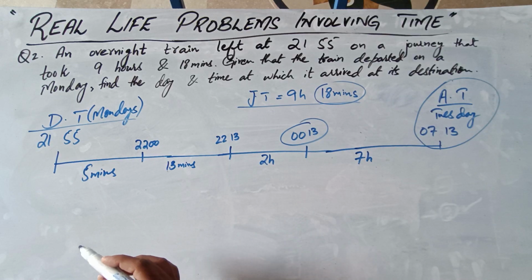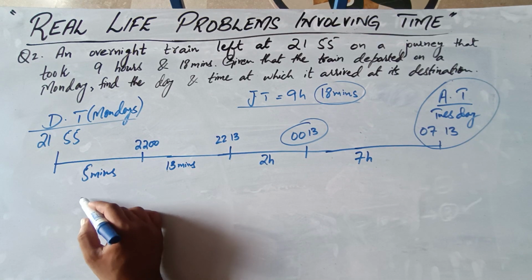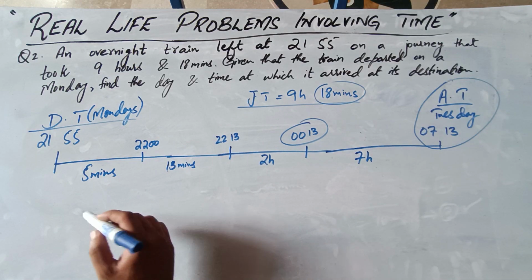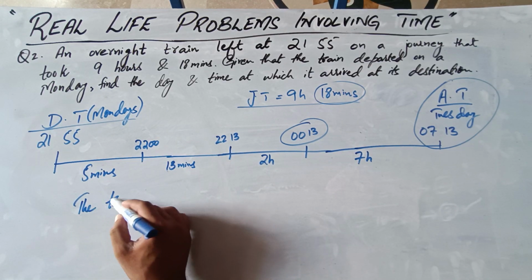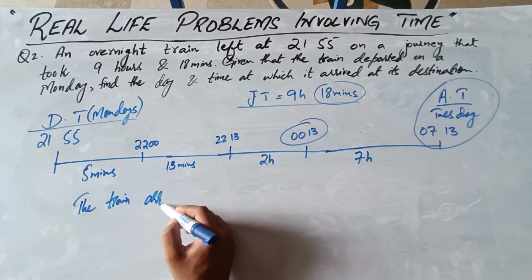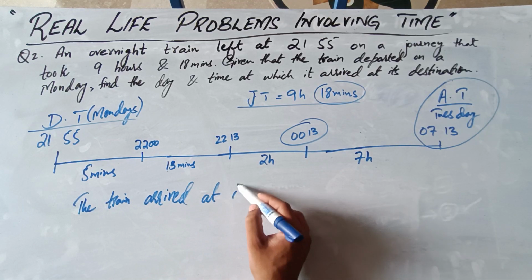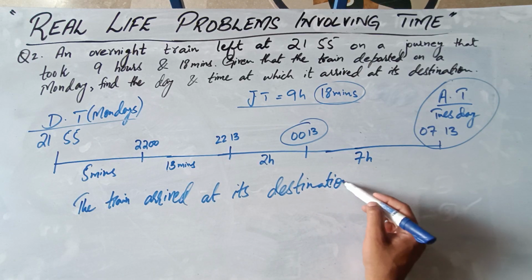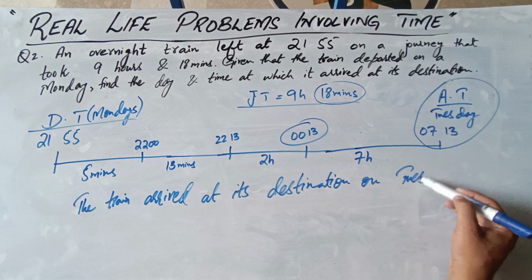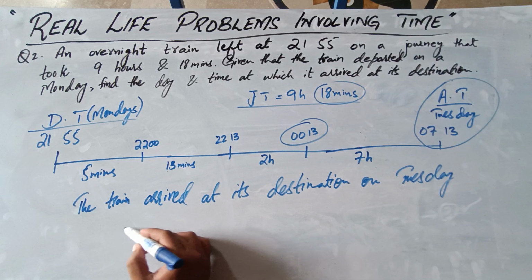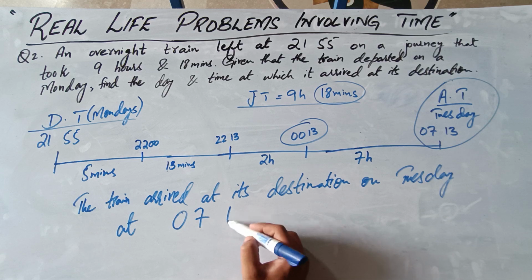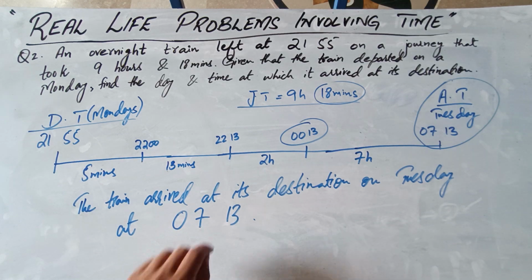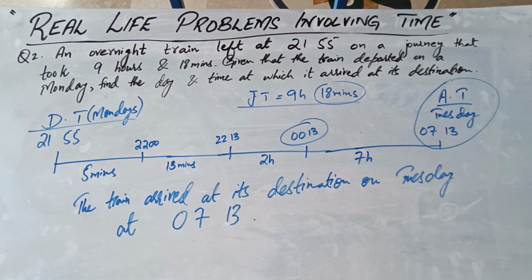So now you can give the answer in the statement. The train arrived at its destination on Tuesday at 07:13. So I hope this is very much clear, and this will help you a lot in understanding real life problems of time.